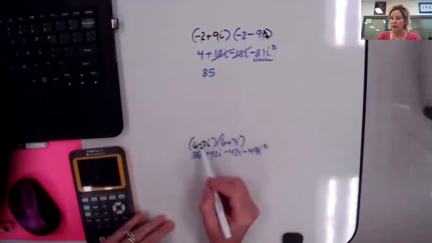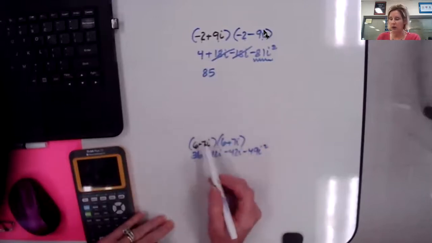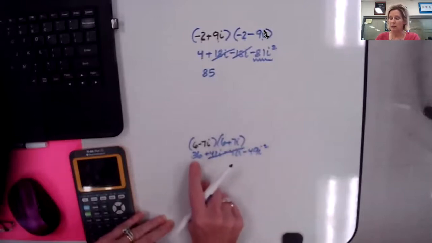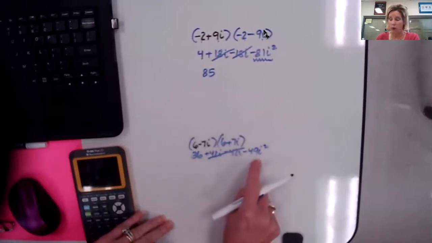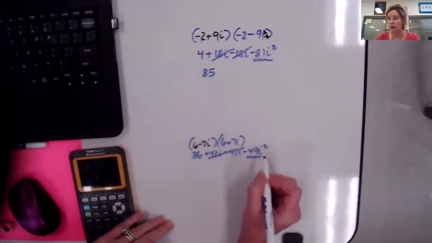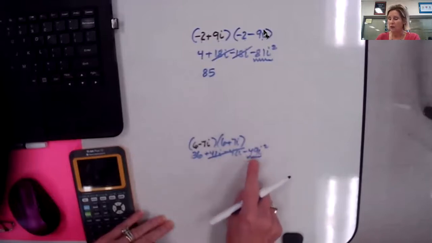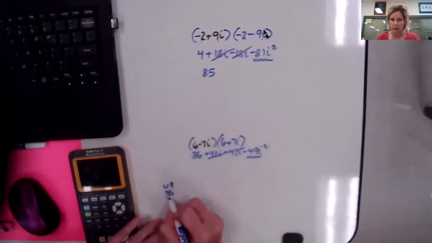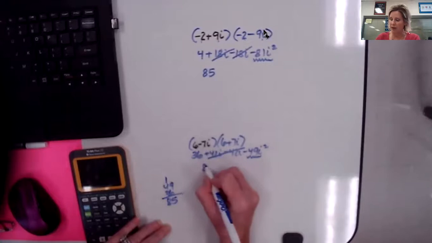So once again, because you've got opposite signs here, the inner parts are going to cancel each other. So you're just left with the first and the last part of FOIL. So remember, negative 49i squared is the same thing as positive 49. So if I have positive 49 and positive 36, when I add, I get 85.